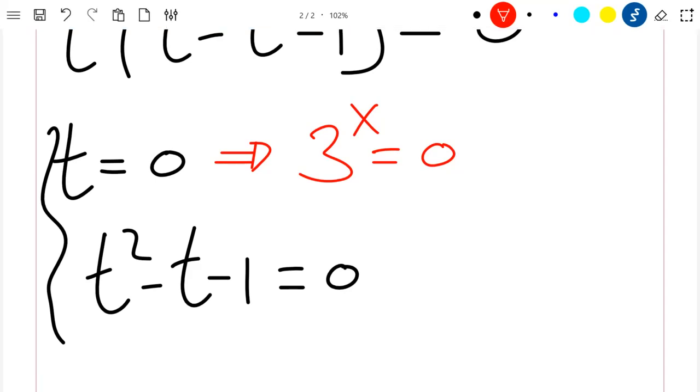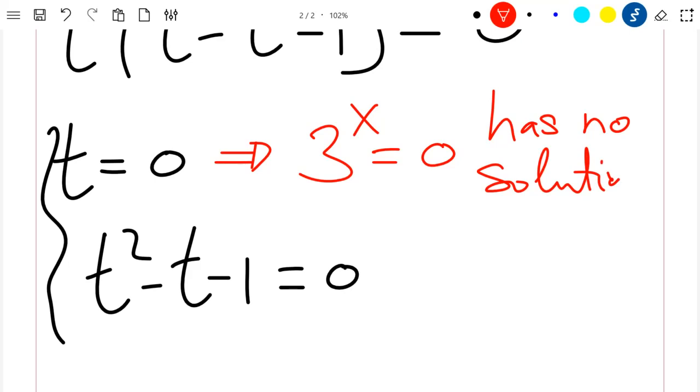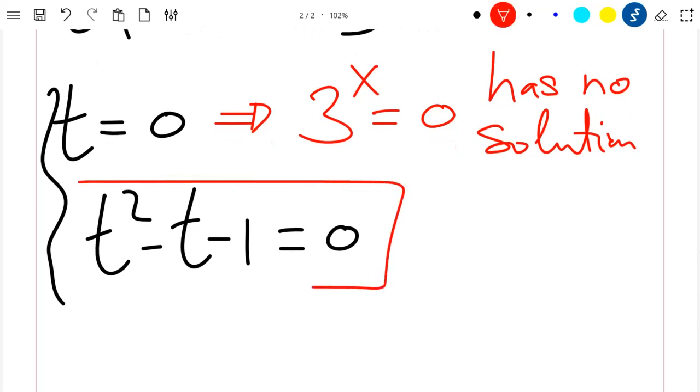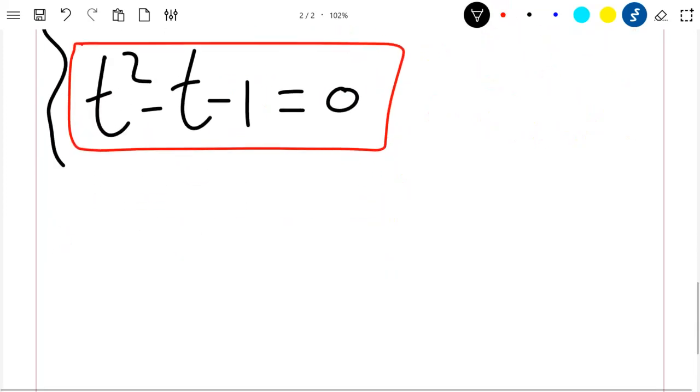So this one has no solutions. You cannot find x such that 3^x is equal to 0. So we'll just focus now on the other equation, and we hope to find the solution from this last equation. Let's just start solving this.